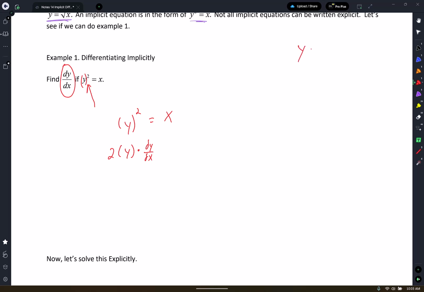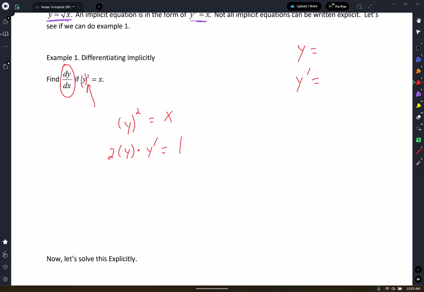When I take the derivative of y, what do I say? y prime. So maybe you guys like this better: y prime. I'm taking the derivative of the inside. Do you guys see that? Equals, what's the derivative of x with respect to x? 1.